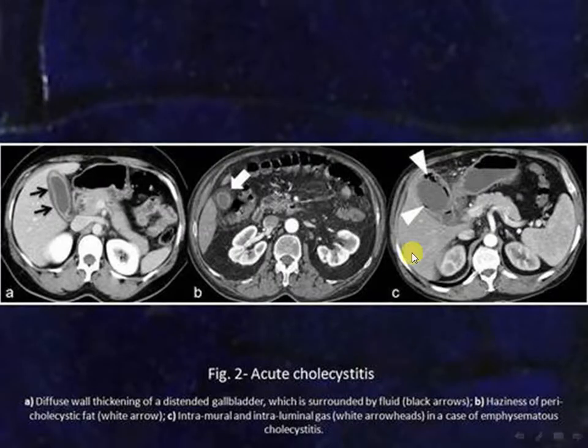For example, you can see here, this is a CT scan of the upper abdomen showing thickening of the gallbladder wall associated with pericholecystic fluid collection indicating acute cholecystitis. Also you can see it here, and you can see here obviously there is gas within the wall of the gallbladder indicating emphysematous cholecystitis.